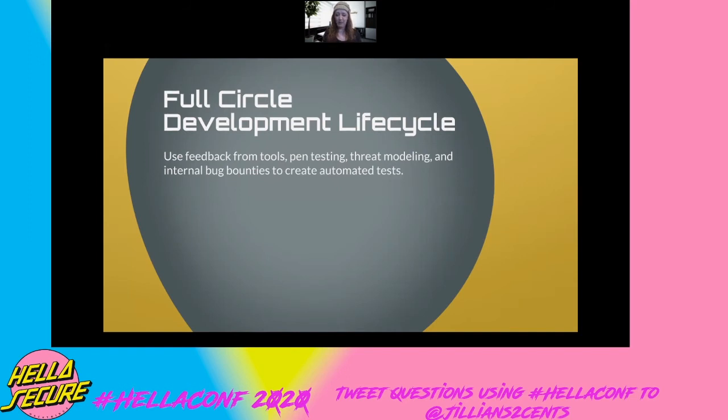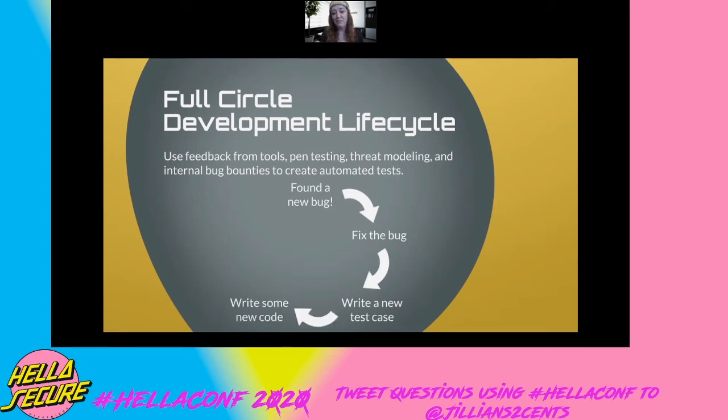Now, last up, and in the previous talk, Frank talked about this quite a bit, integration tests. So I just called this the full circle development life cycle. You want to use all the feedback from your tools and pen testing and threat modeling and maybe even internal bug bounties to create your automated tests. So instead of found a new bug, yay, fix the bug, and then a lot of us stop there. You don't want to stop there. So write a new test case and then write some new code and deploy the new code and then found a new bug and just rinse and repeat until your automated tests are doing all of your work for you.